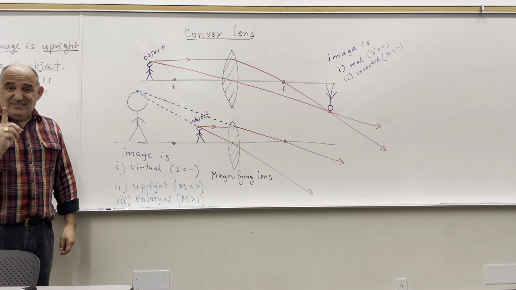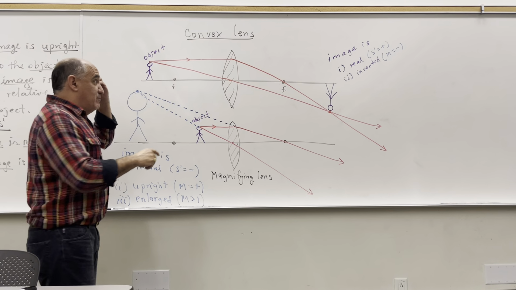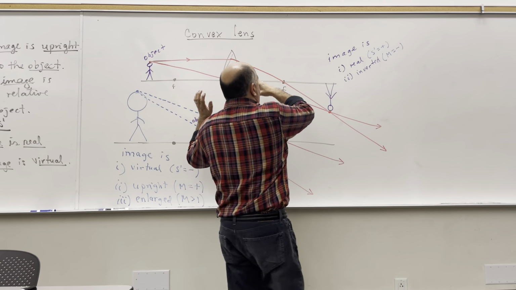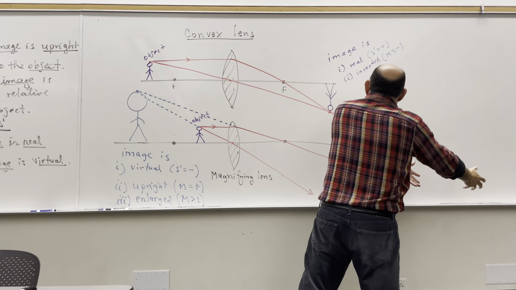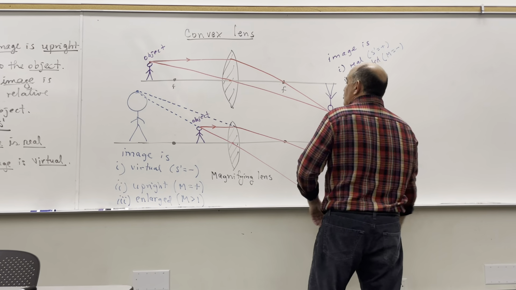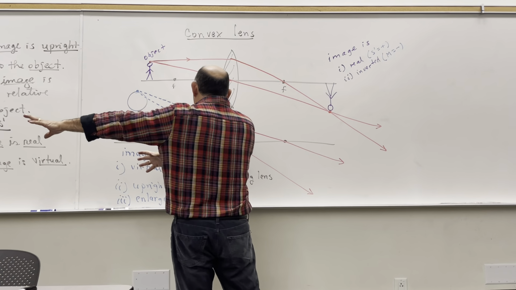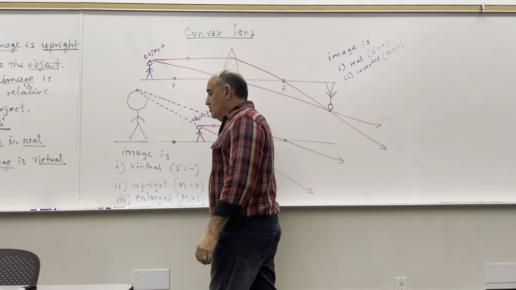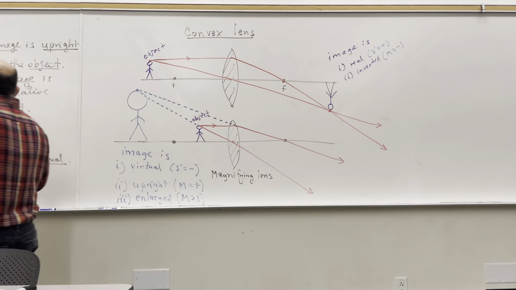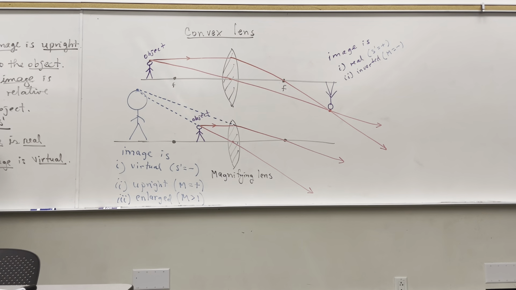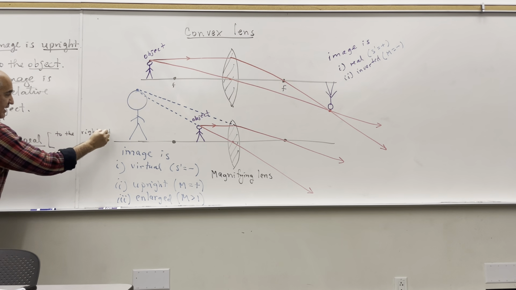So for a lens, since the light rays go through the lens, if the light rays form an image to the right of the lens, it's going to be a real image. If the lens forms an image to the left of the lens, it's going to be a virtual image. So I can add over here: S is plus when the image is real, right? This means to the right of the lens.